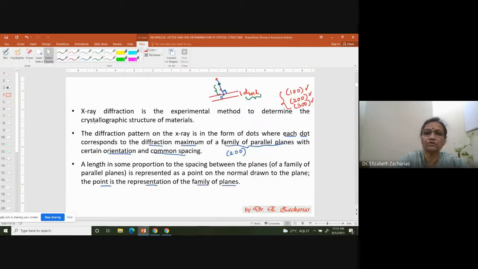So now let us go back to the previous picture. For example here, I can safely say that the d value is the largest for 100 planes, so this will be representing 100 planes. Then the distance will be less for 200, so maybe this represents 200. This d will be for 300, the distance will be still smaller, so a dot farther off will represent 300. Am I making sense now?